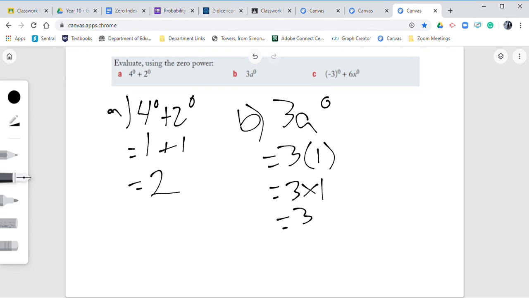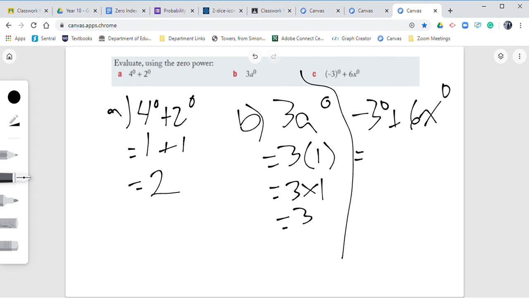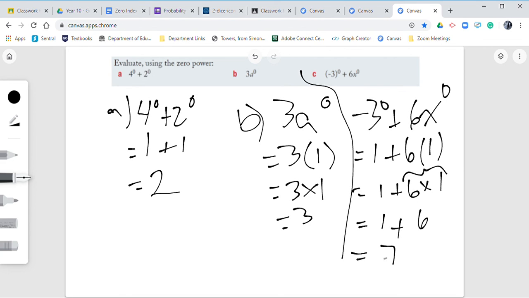The last example is negative 3 to the power of 0 plus 6x to the power of 0. So step 1, what's negative 3 to the power of 0? It's 1, plus. The power of 0 part is really only this part right here, so we're going to write 6. What's x to the power of 0? 1. What's 6 times 1? That's what I'm thinking in my head when I see that right there. 6 times 1 is 6. 1 plus 6 is 7.